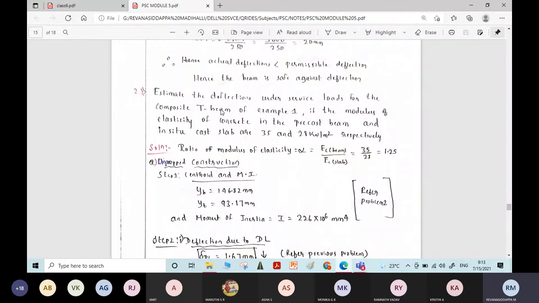Okay. All of you read the second problem.